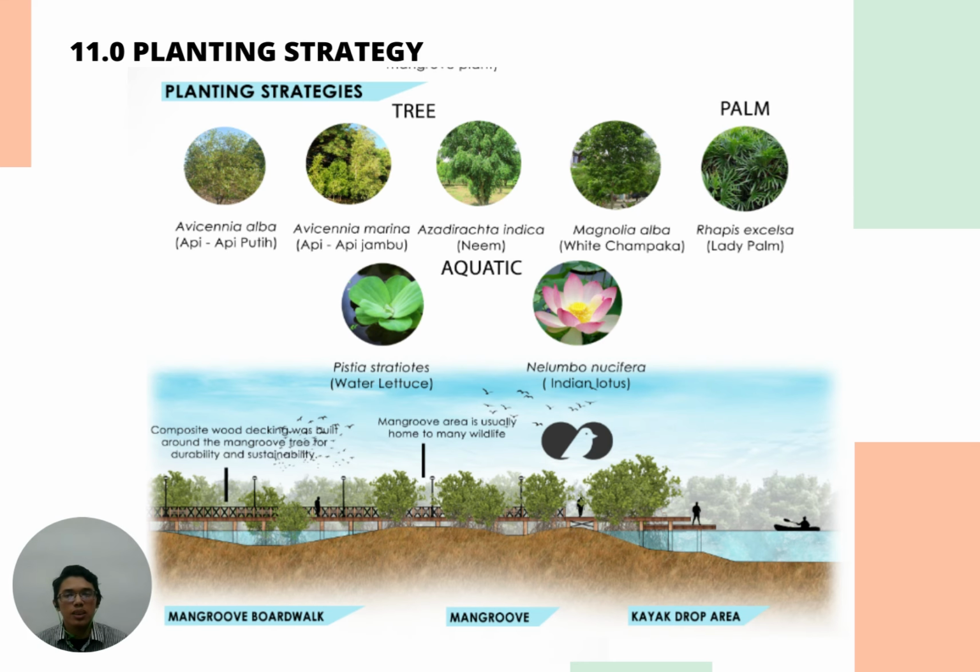For my planting strategies, the existing mangrove trees are Avicennia alba and Avicennia marina. These mangrove species are also for ecological restoration and mangrove preservation. For aquatic plants, to improve water quality, I use Pistia stratiotes and Nelumbo nucifera. The material used for the boardwalk on the site is composite wood, as it is more durable and more sustainable on the wetland.